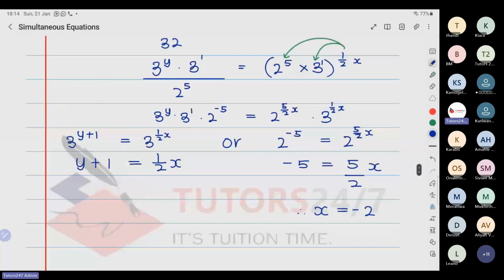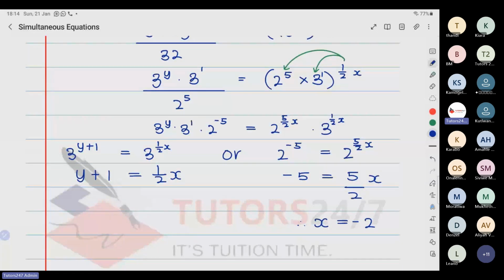Now that we have the value of x, we are going to take that value of x and substitute it into the equation on the left-hand side. And that will allow us to solve for y.